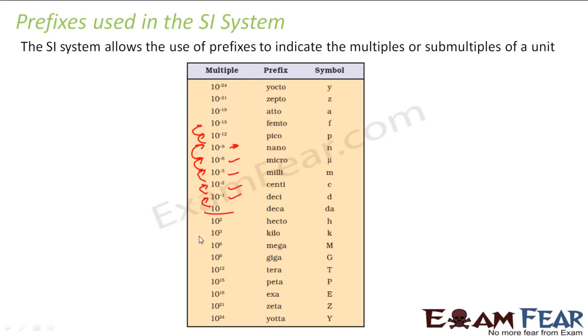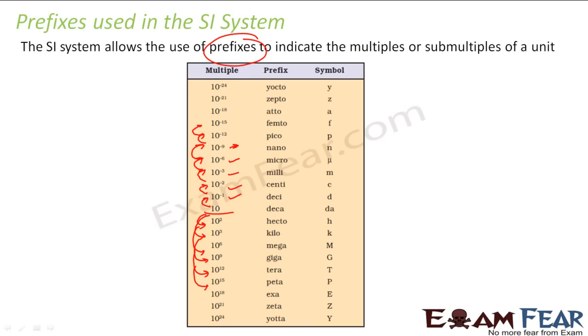If you go to the positive powers, 10 to the power 2 becomes hecto. Then you have kilo, 10 to the power 3. Then you have mega. Then you have giga. You must have heard gigabytes, right, of hard disk storage. Then you have terabytes also. Then you have peta, exa. All these are the prefixes used to indicate multiples of a unit.